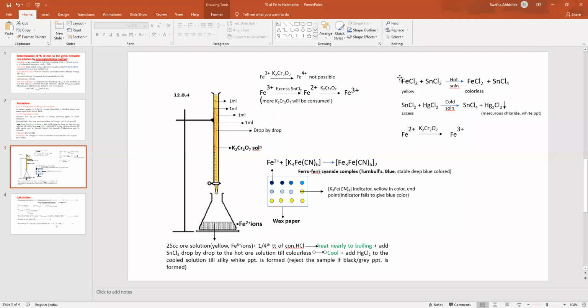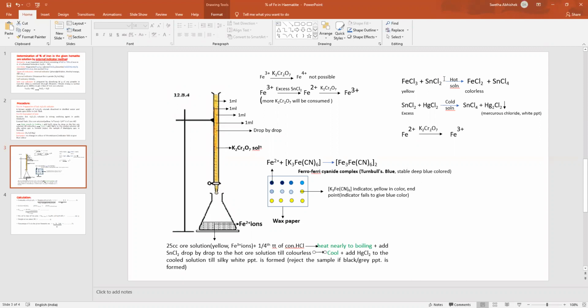But when this ferric chloride is treated with stannous chloride, SnCl2, in hot condition, this stannous chloride is a reducing agent, which reduces ferric ions into ferrous ions, forming ferrous chloride. And being a reducing agent, it itself undergoes oxidation, forming stannic chloride. So what type of reaction is it? A redox reaction. Ferric ions are reduced to ferrous and stannous ions are oxidized to stannic.